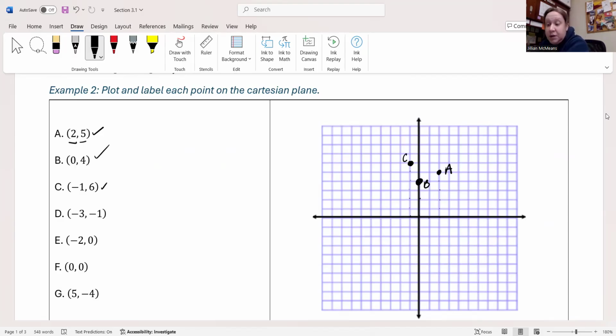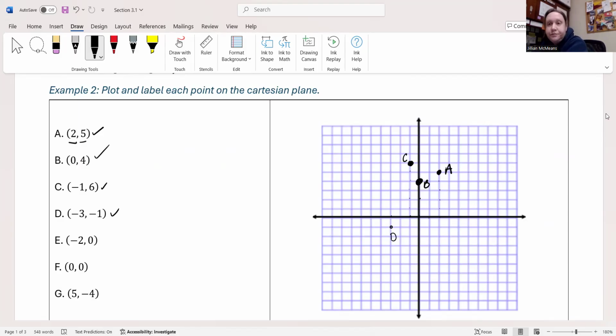All right, part D, we have negative 3, negative 1. So this tells me from the origin, I'm going to go to the left 3. So the first number is the x. It always tells you left or right. So I'm going to go to the left 1, 2, 3, and then I'm going to go down 1 for the y. So this is the point D.